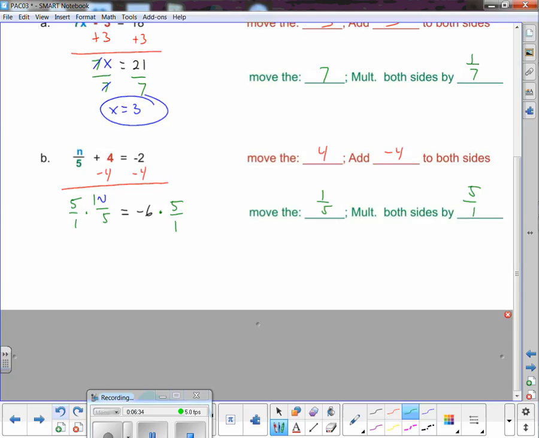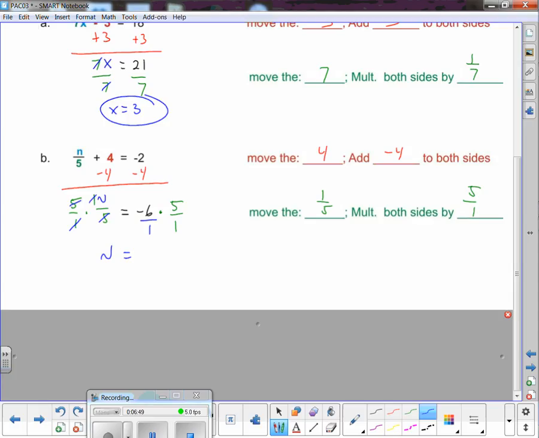Now again, for most of you, the 1s are gone, the 5s are gone, n is all by itself. If you need to and you want to put a 1 under the negative 6 to keep track of the fraction, go ahead and do so.